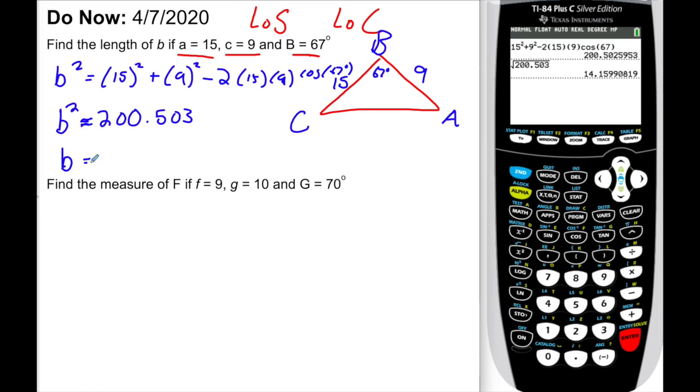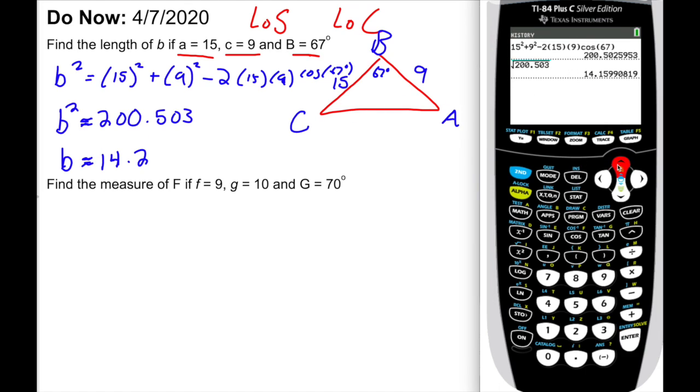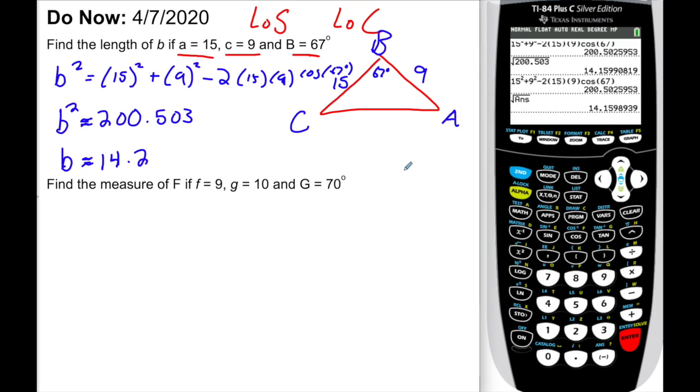And I get b is equal to 14.2, about, okay? Now, if you do want to just go to the point where maybe you get this answer right here, so maybe this was you, and then you just want to do second square root, second answer, and then report 14. You're going to get the same thing.